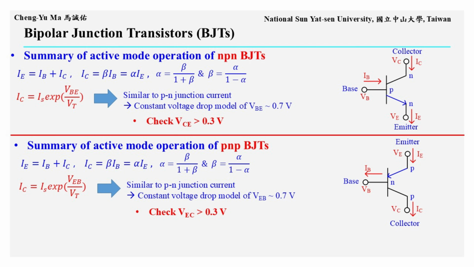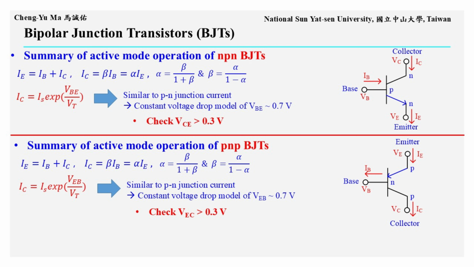This slide summarizes the device characteristics of NPN and PNP BJTs in active mode. For both types, IE equals IB plus IC. Also, IC equals beta times IB and also equals alpha times IE. Here, alpha equals beta divided by the quantity 1 plus beta, while beta equals alpha divided by the quantity 1 minus alpha. In active mode, beta is usually given as a device parameter.